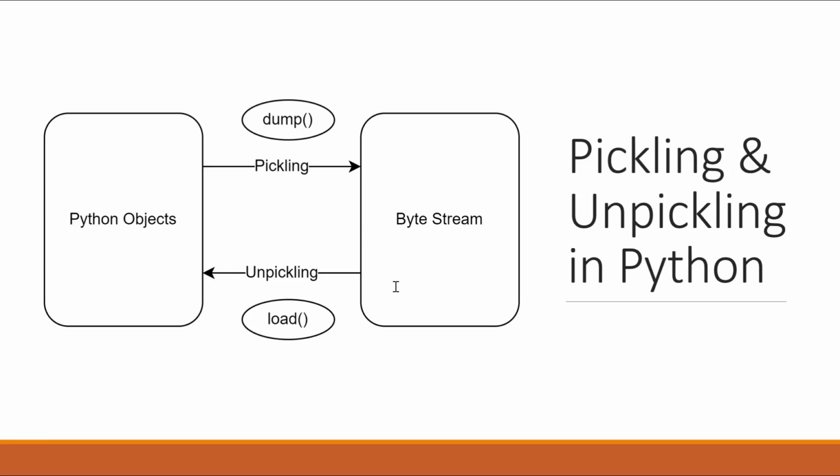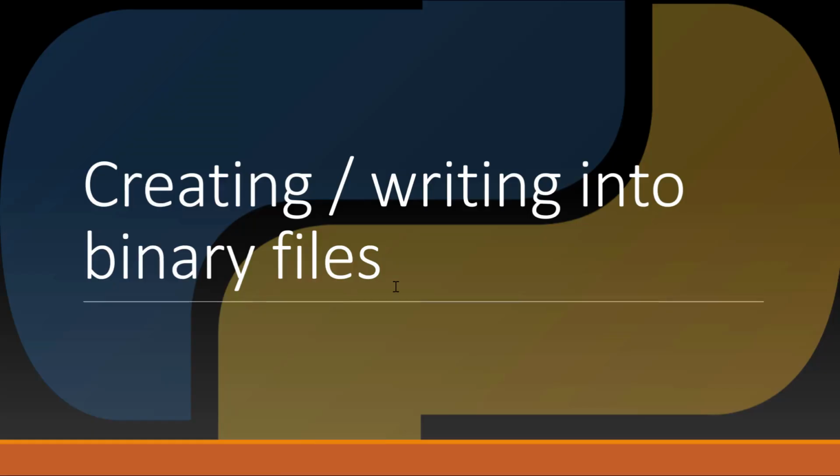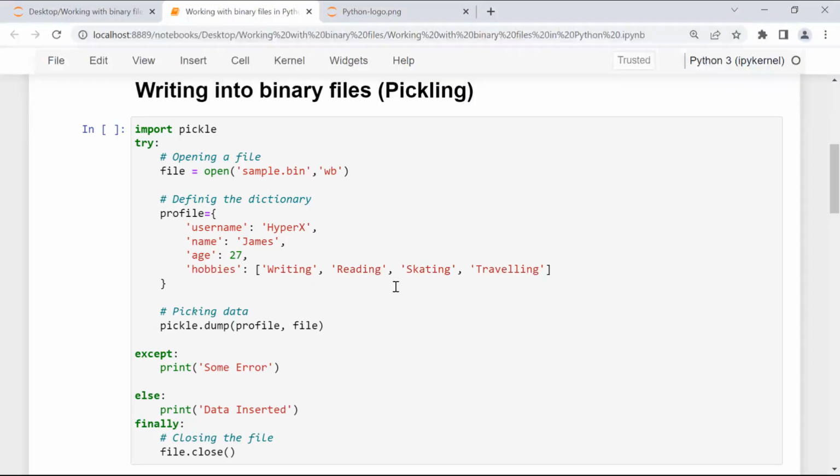Now let us discuss the execution of pickling and unpickling while performing the write operation on a binary file. So let me recall this. To write any file, we need to open the file in the write mode, and for binary files, we need to open the file in the write binary mode. So we need to use WB. Let us look at one example related to it. So here you can see one example.